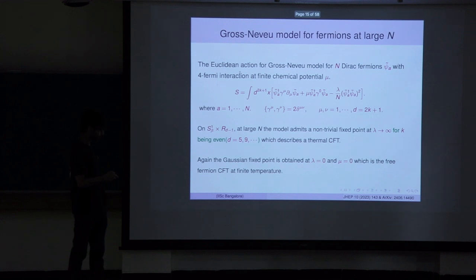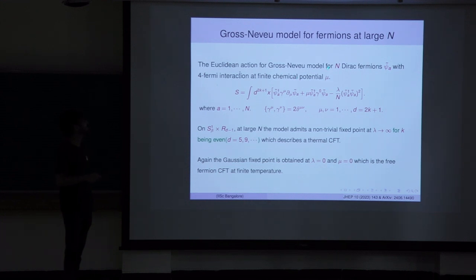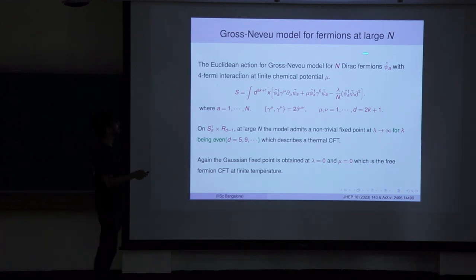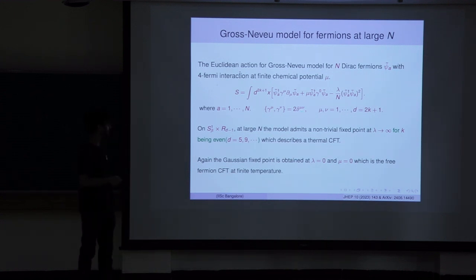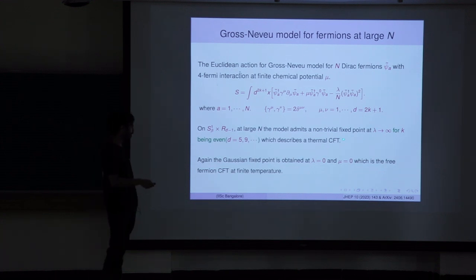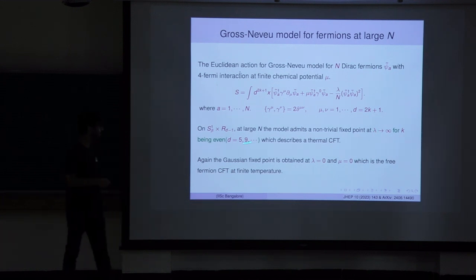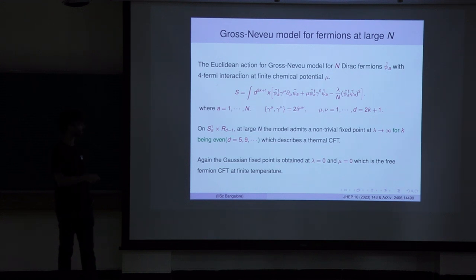Okay, so we have similar observations for the Gross-Neveu model for fermions at large N. Again you have N number of Dirac fermions, and you have a 4-Fermi, quartic interaction term, and then you study it in odd space-time dimensions. You can again find a non-trivial fixed point with lambda going to infinity, but for K being even. I think you have noticed that for the bosons it was K being odd, so it was 3, 7 and so on, but here you have D equal to 5, 9. So in the alternate odd dimensions, the bosonic model and the fermionic model exist.